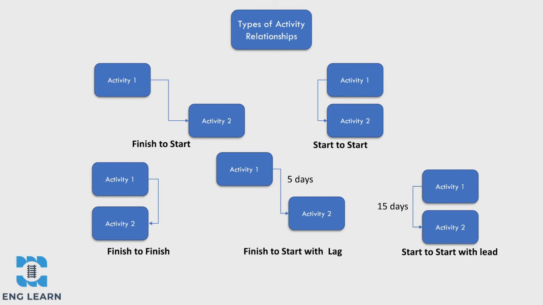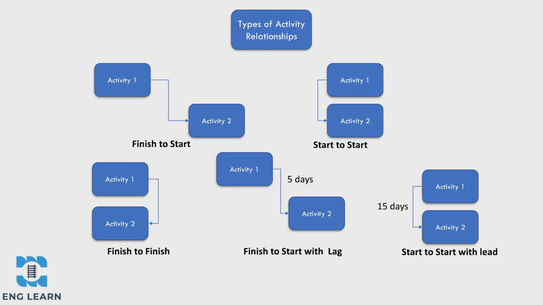We also have finish to finish relationships. This is where activity 2 can't finish until activity 1 is completed. For example, the fire sealing of rooms cannot be finished until the electrical work is complete, or the design cannot be finished until all the stakeholder comments have been finished.